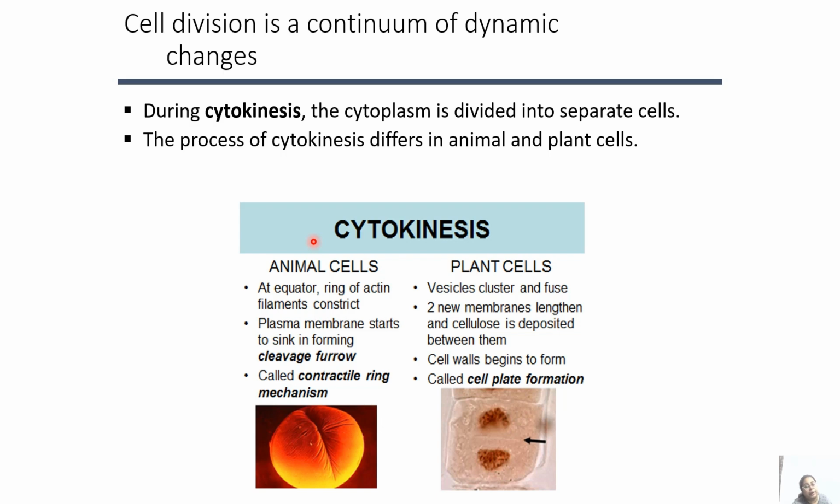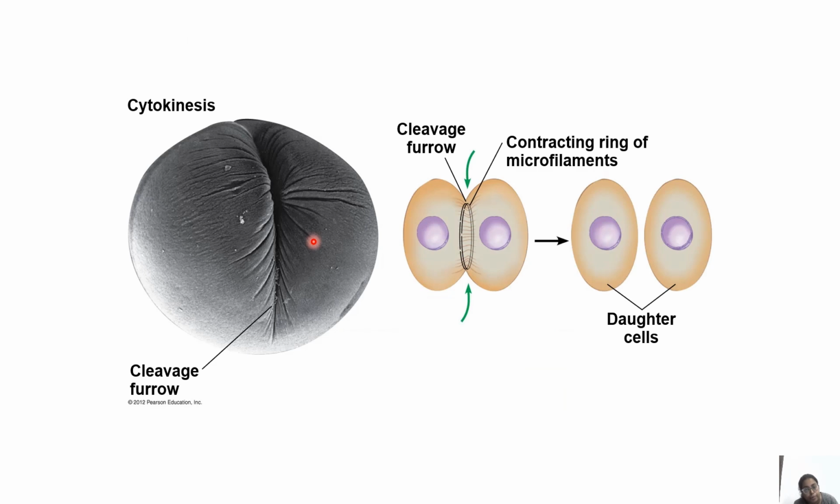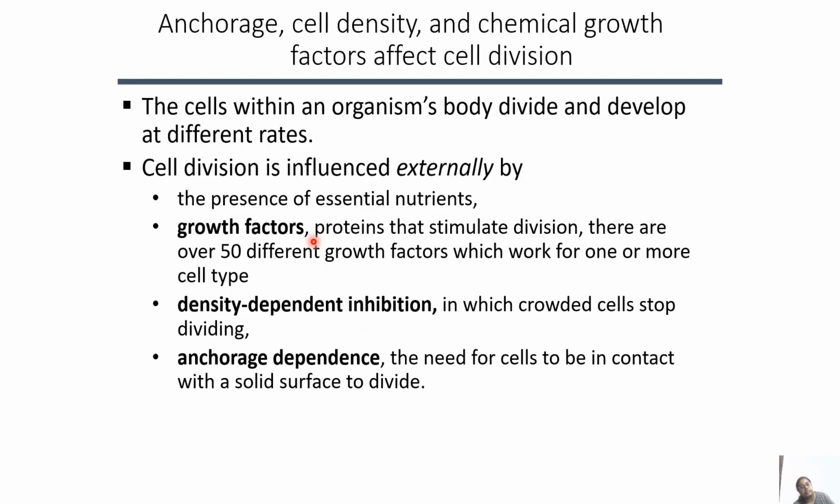So in animal cells, an equator ring of actin filaments constricts, and the plasma membrane starts to sink in, forming a cleavage furrow. It's called the contractile ring mechanism. In plant cells, vesicles cluster and fuse, two new membranes lengthen, and cellulose is deposited between them. Cell walls begin to form, called cell plate formation. Okay, this is how it happens.